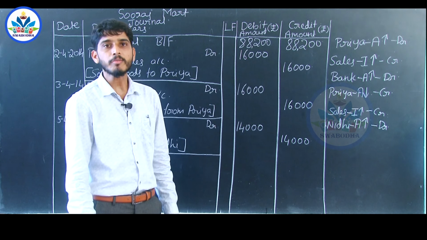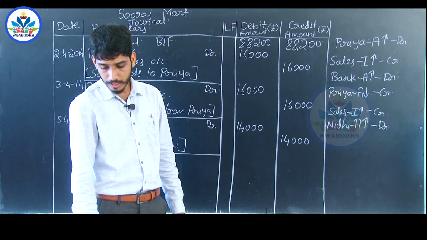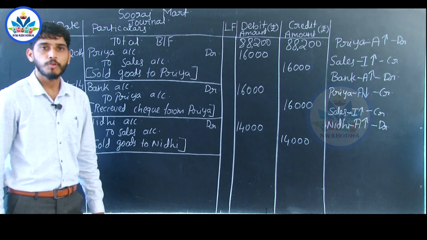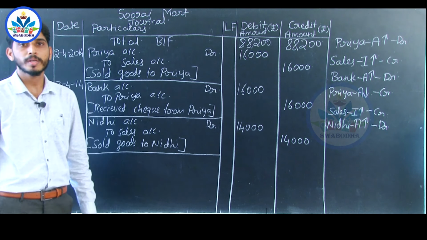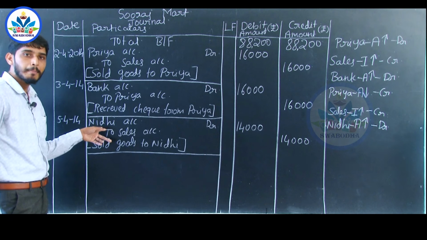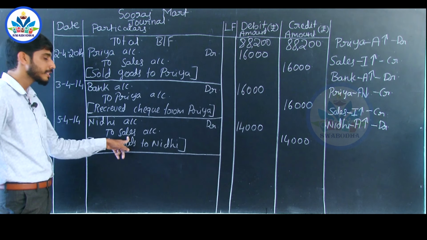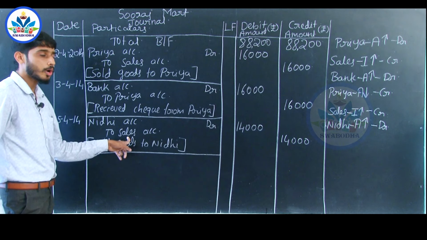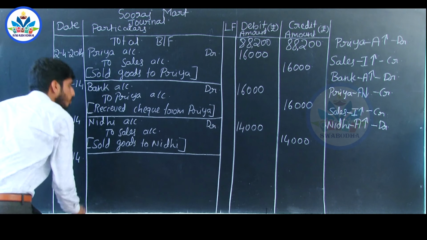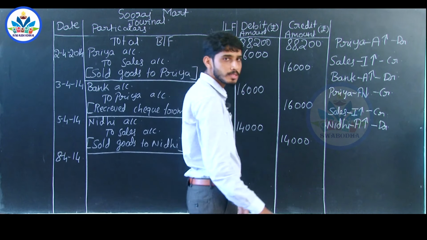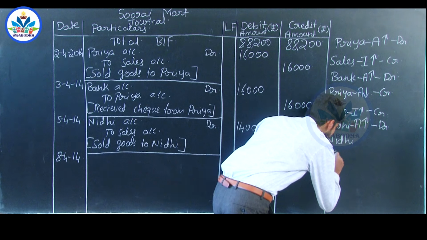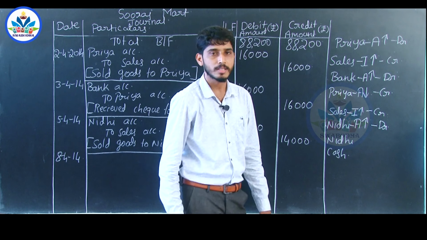Next, on 8/4/2014, Nidhi pays rupees 14,000 in cash. That means she has repaid the amount, or the value of the sales has been paid to the business organization. On 8/4/2014, the two accounts involved in the transaction are Nidhi's account and cash account, because Nidhi has paid cash.